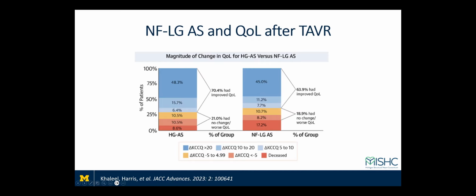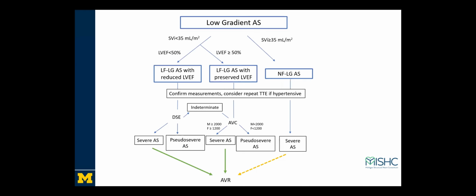And that really suggests that in well-selected patients who have normal flow, low gradient AS, we expect they probably will have significant improvements in quality of life. Is that enough to recommend this on a wide scale for patients? That's not strong enough data, but I do think that we have to consider this population of patients, especially if we have confirmed echo measurements and we're confident in our AVA being less than 1.